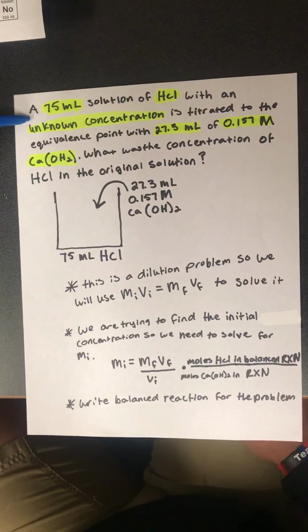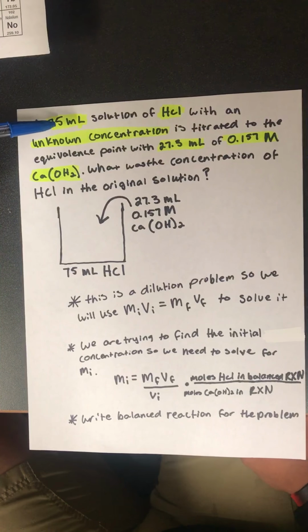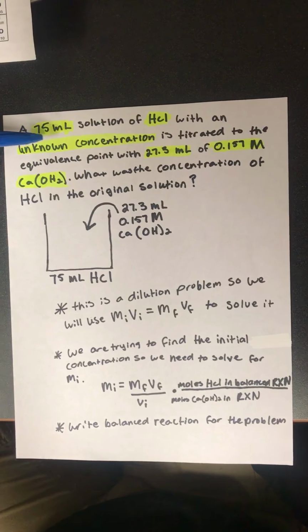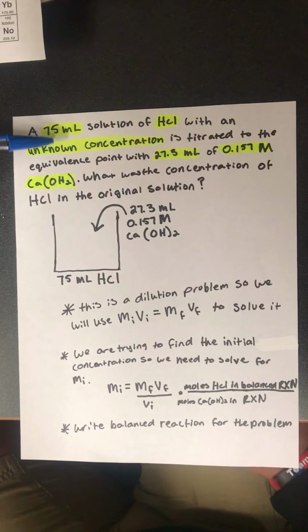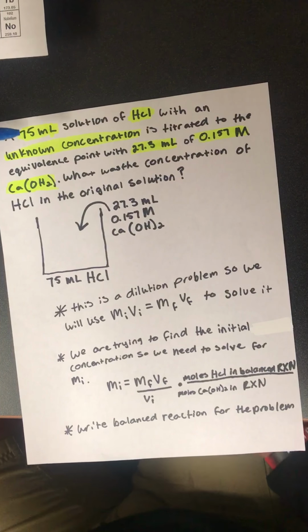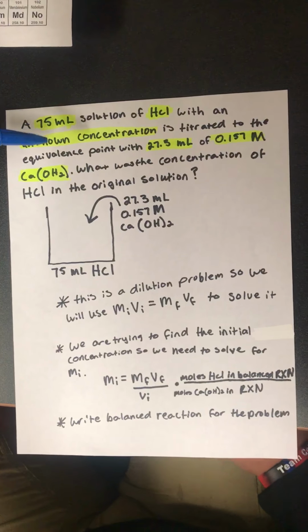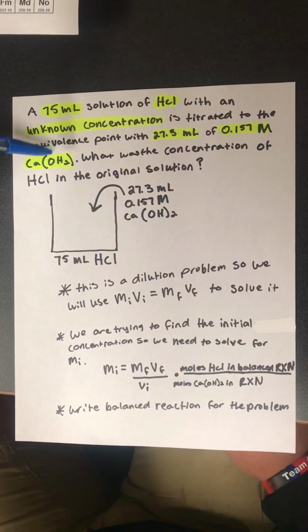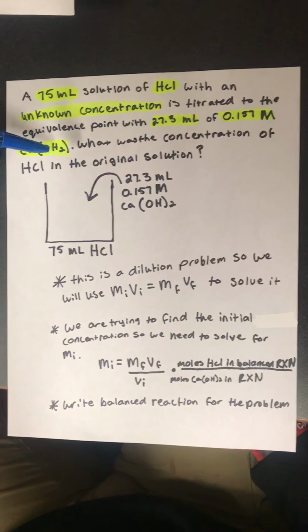We have a problem here that states a 75 milliliter solution of HCl, which is hydrochloric acid, with an unknown concentration is titrated to the equivalence point with 27.3 milliliters of 0.157 molarity calcium hydroxide. What was the concentration of HCl in the original solution?